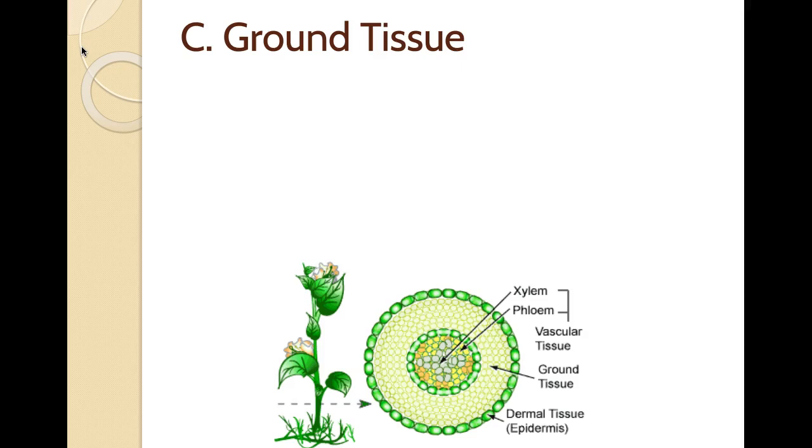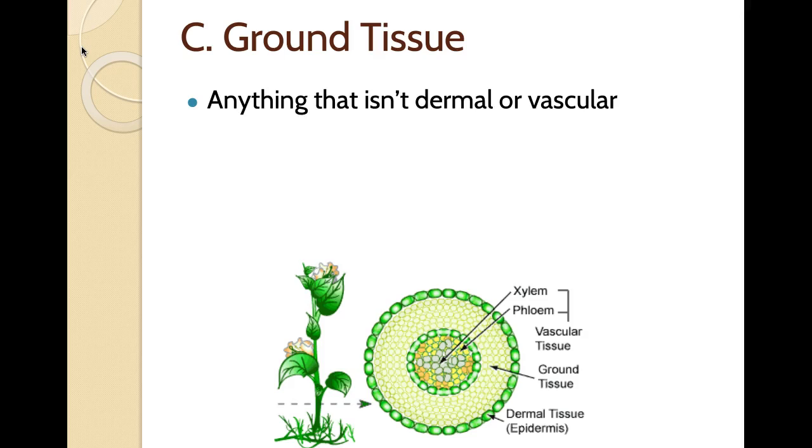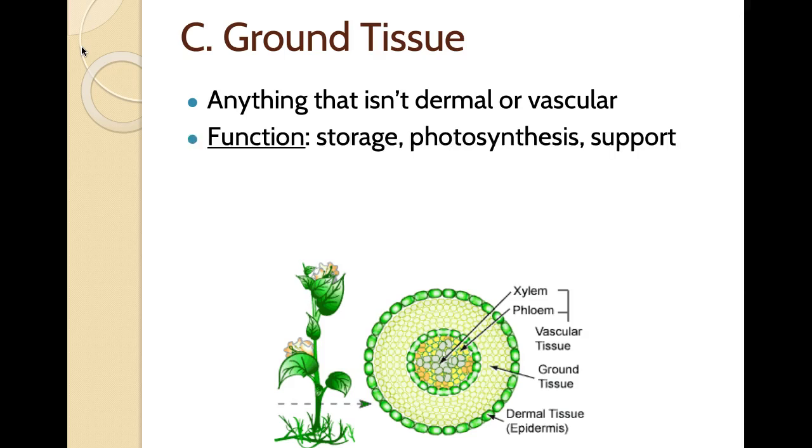The last type of tissue in a plant is known as ground tissue. So what exactly is ground tissue? It's basically anything that isn't dermal or vascular tissue. So something that isn't necessarily for protection, which is the dermal, or vascular for movement. The function of ground tissue could be for storage, for photosynthesis, or just giving support to the plant or the other cells and tissues around it.